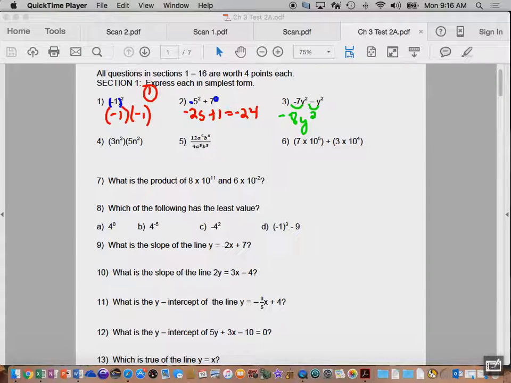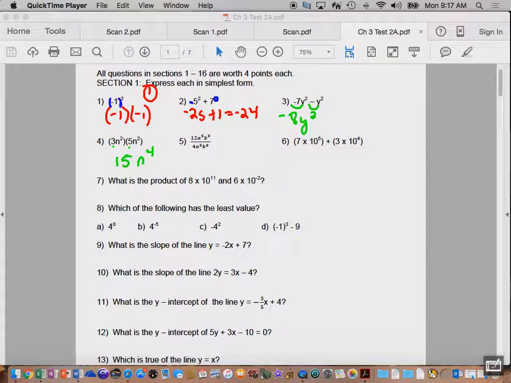Number 4, multiply coefficients and add exponents. 3 times 5 is 15. N squared times n squared is n to the 4th. Now, where I'm trying to trip you up here is I'm trying to get you to write the answer 8n squared. I want you to think, oh, I know, the exponents are the same. I'm going to keep that exponent and add the 3 and the 5.